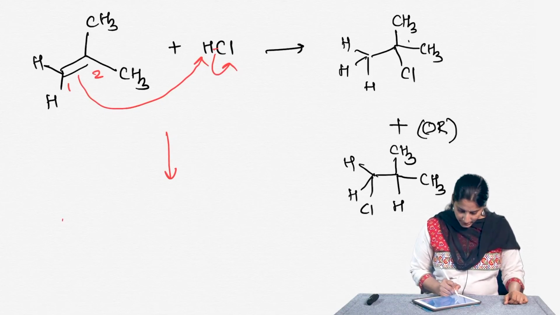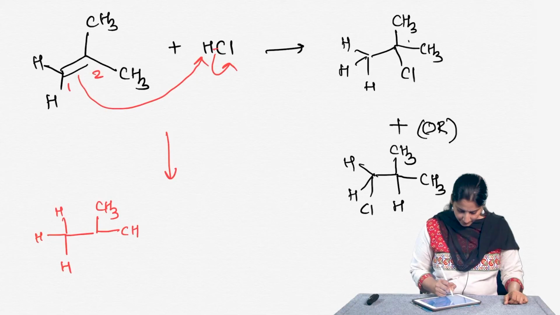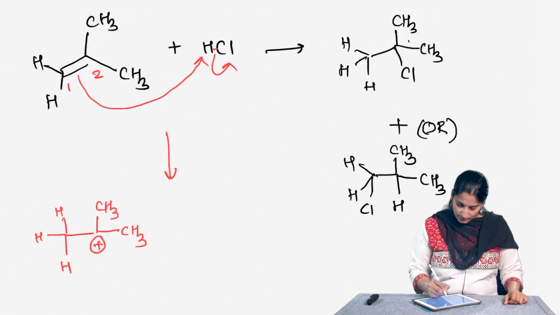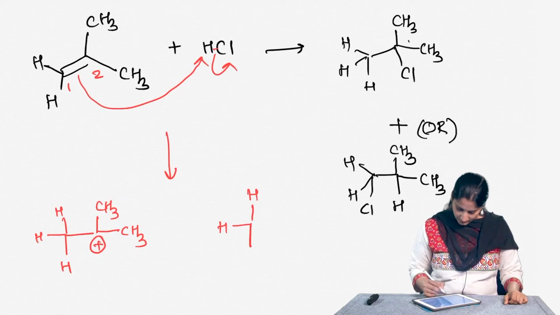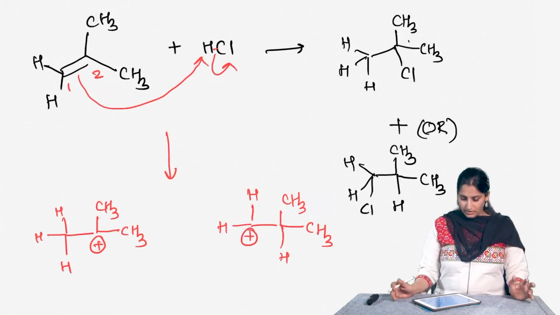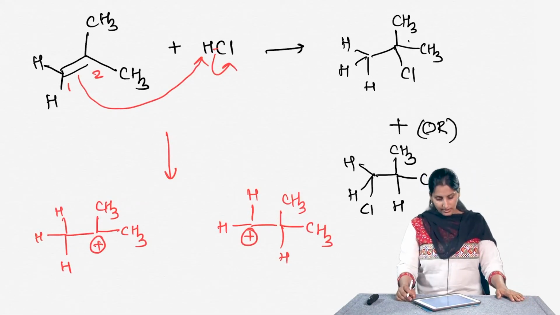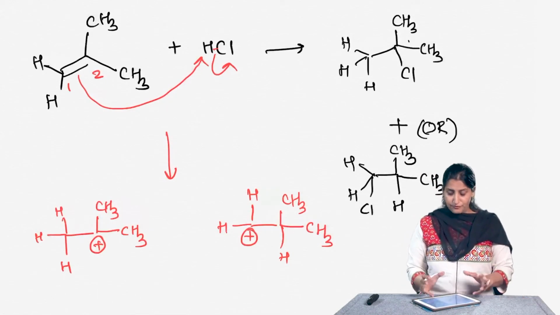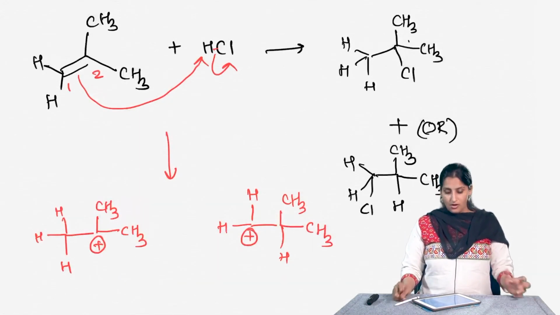If carbon number 1 gets the hydrogen, this is how the molecule will look like, right, the end product of the first reaction, whereas if carbon number 2 gets the hydrogen, this is what the product looks like, right. So, what we have here really are two different molecules, two different carbocations.